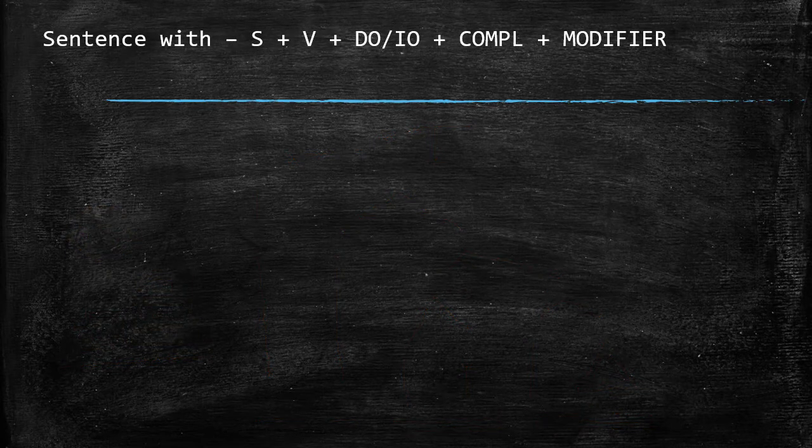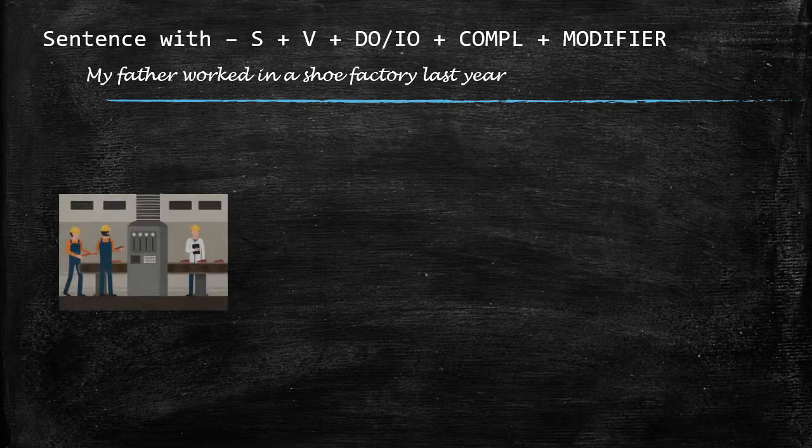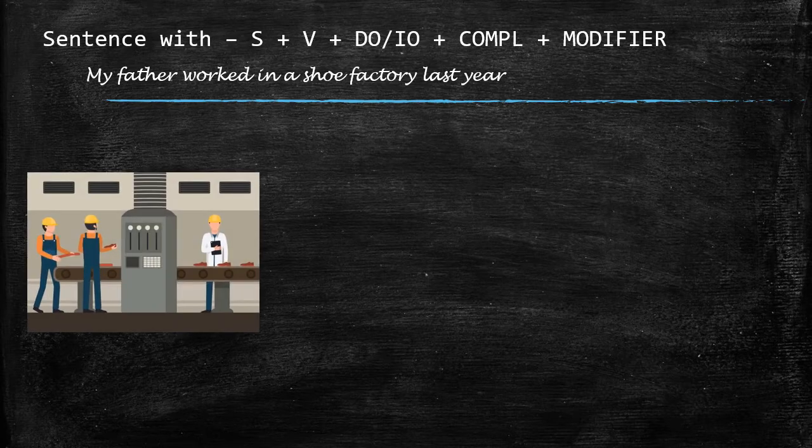Now we have a more complicated sentence. We have subject plus verb plus direct or indirect object plus complement and modifier. In the previous video we already learned about the difference between complement and modifier. You can check the previous video. Okay, here we have the example: My father worked in a shoe factory last year.